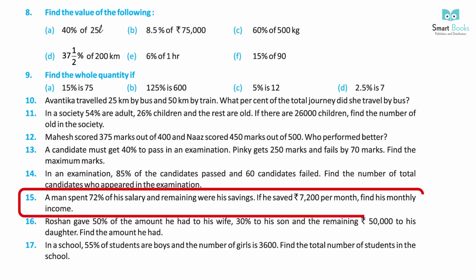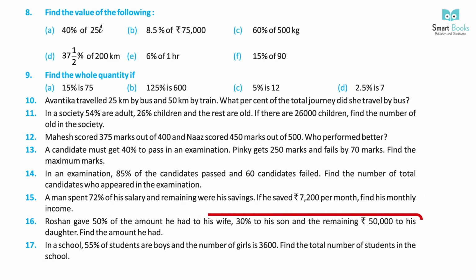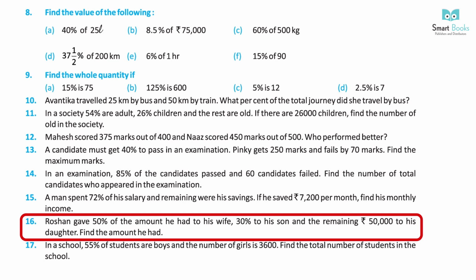Question 15. A man spent 72% of his salary and the remaining were his savings. If he saved rupees 7,200 per month, find his monthly income. Solution rupees 25,714.